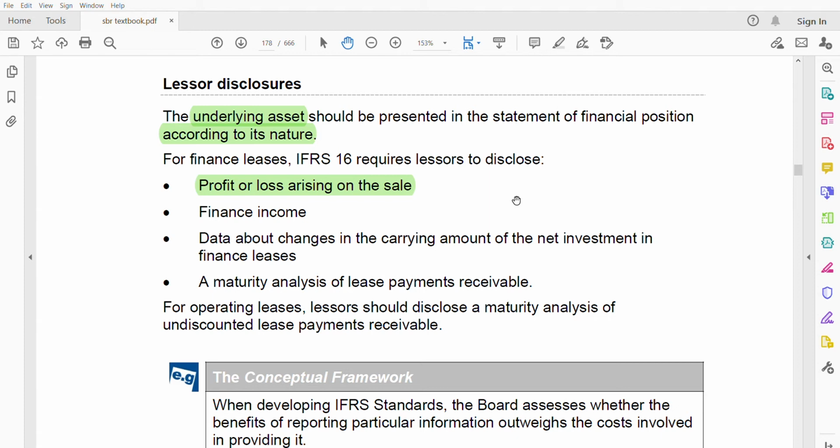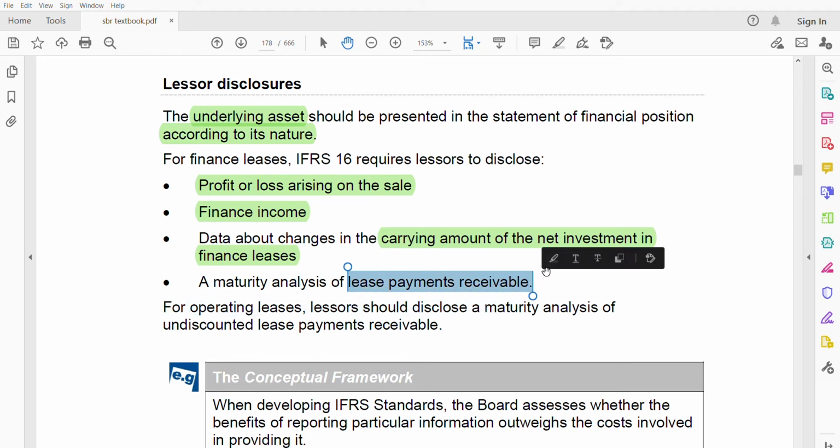Okay, finance income, definitely it's finance income. So finance lease will give you finance income, because you are receiving the consideration from your lessee. Then data about changes in the carrying amount of the net investment in the finance lease. If the carrying amount of the net investment in the finance lease changes, that needs to be disclosed. Okay, a maturity analysis of lease payments receivable. How quickly are you receiving your lease payments?